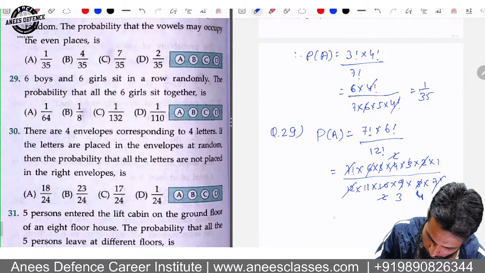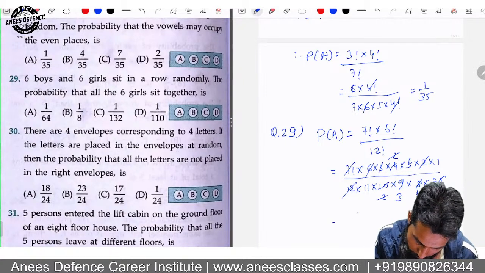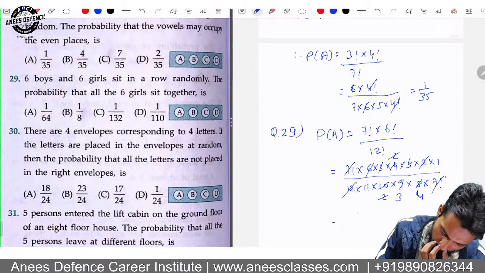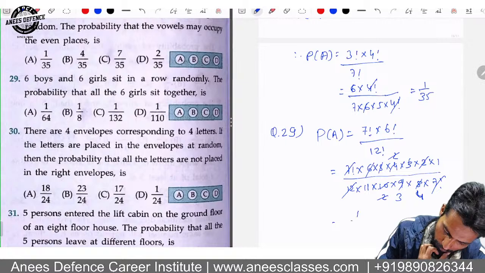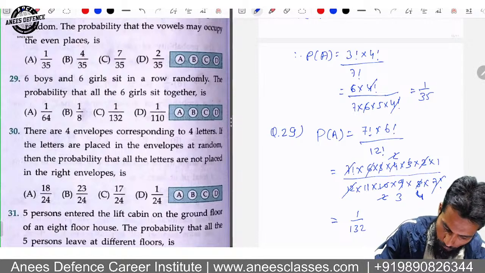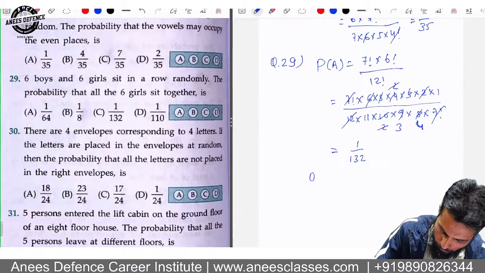So in the numerator nothing is left. 1 upon 11, 3, 4, right? 12 into 11, that is 132. 1 by 132. Okay, fine. So option C, 29, correct. Option C, question number 29.